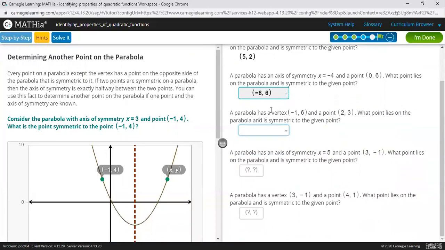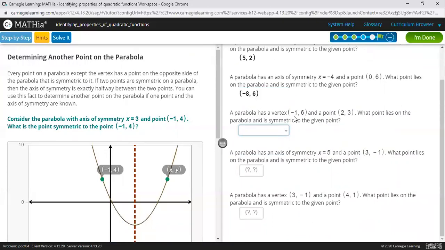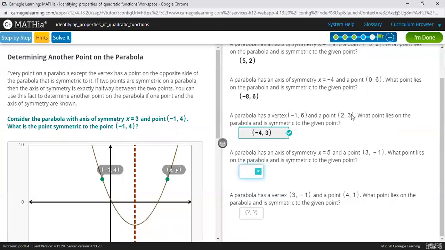All right, next, a parabola has a vertex of (-1, 6) and a point (2, 3). I want to find another point. Don't be thrown off by this. Your axis of symmetry, which we used in the last two, is still just -1 here. So if my point is at 2, 2 is on the right side of -1 and it's 3 units away. So I'm going to go 3 units away on the left side of -1, which brings me to -4. And I'm still at 3.